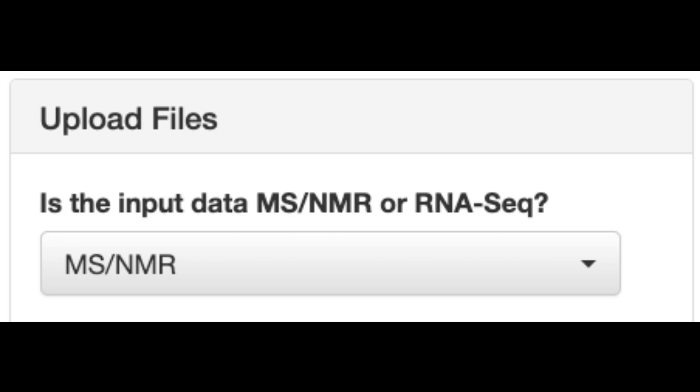First, specify your input data type. For abundance data, this should be MS-NMR, which stands for mass spectrometry or nuclear magnetic resonance. If this is RNA-seq data, please select RNA-seq.